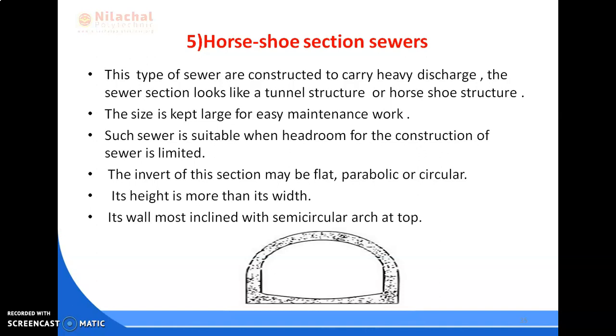Its height is more than its width. We have to keep this type of sewer section's height more than its width. Its wall is inclined with a semicircular arc at the top, and maintenance work of this sewer section is also easy.